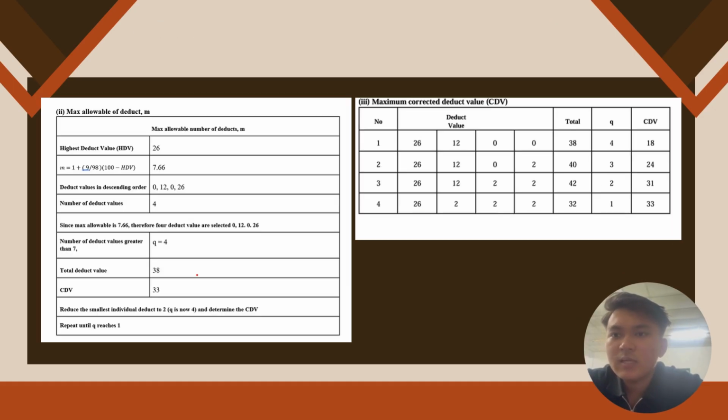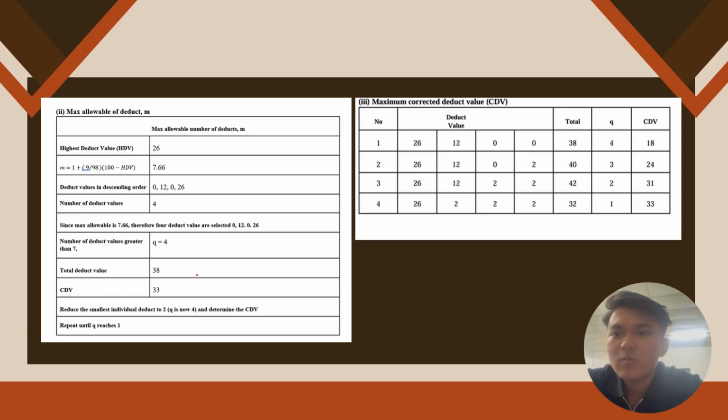To proceed with the analysis, we identify the maximum allowable number of deduct values using the formula M equals 1 plus 9 divided by 98 times (100 minus HDV). HDV is the highest deduct value. So we selected the first 4 deduct values, which are 0, 12, 0 and 26.